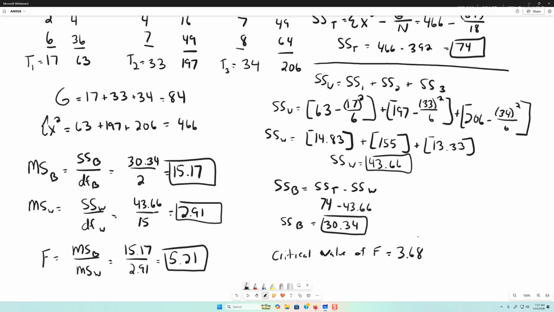It is. If you want to draw the curve, you can. Here's the curve. It's a positive skew here. 3.68 is here. 5.21 is in the tail. So I reject the null. I've rejected the null, and I conclude that all the groups are not the same. So out of these 3 brands of cereal, they don't have the same sugar content.